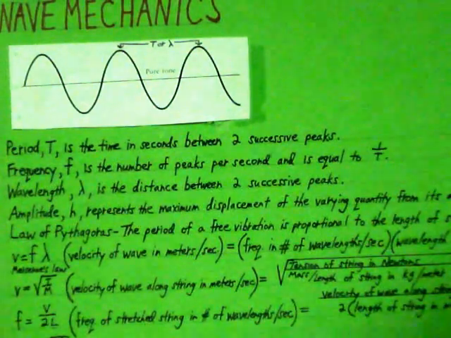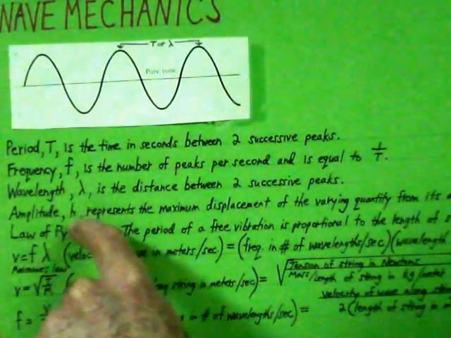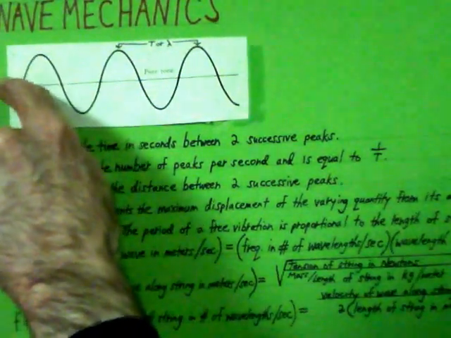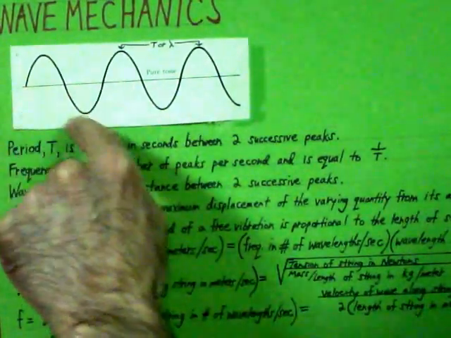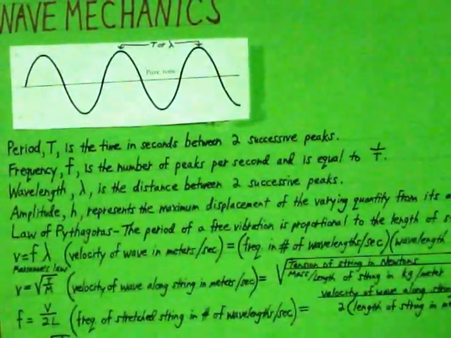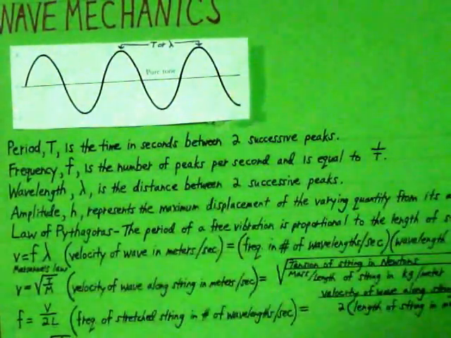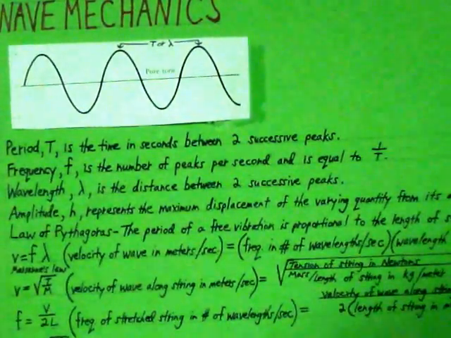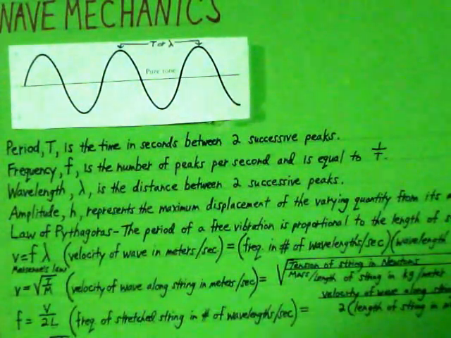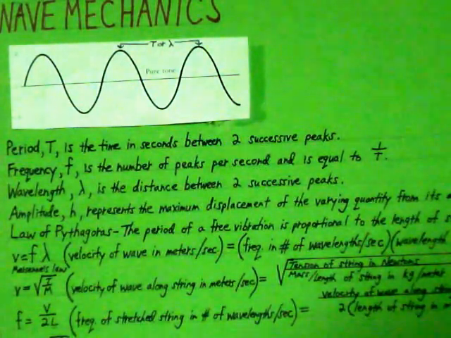The amplitude, denoted by h here, this is h and then minus h, represents the maximum displacement of the varying quantity from its average value. So the amplitude pretty much determines how loud the wave is.